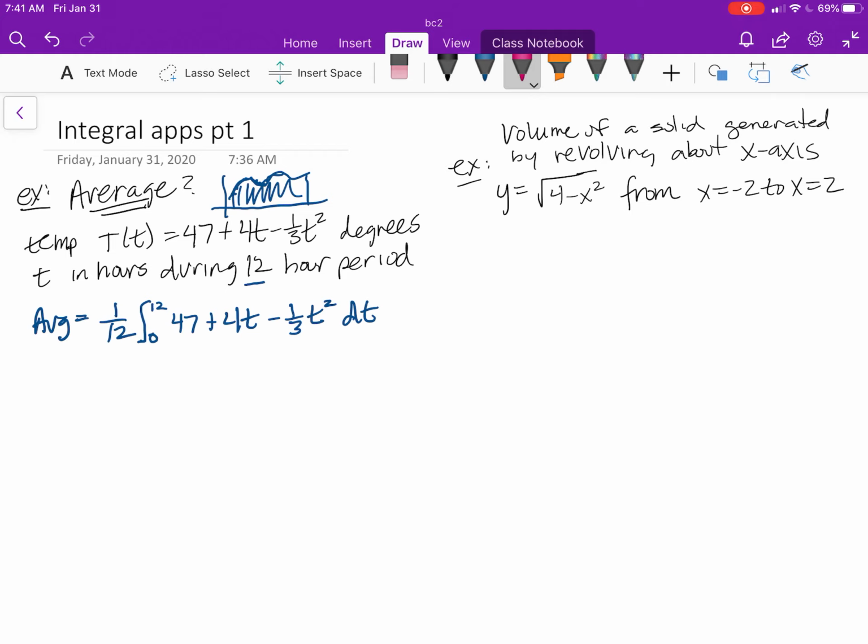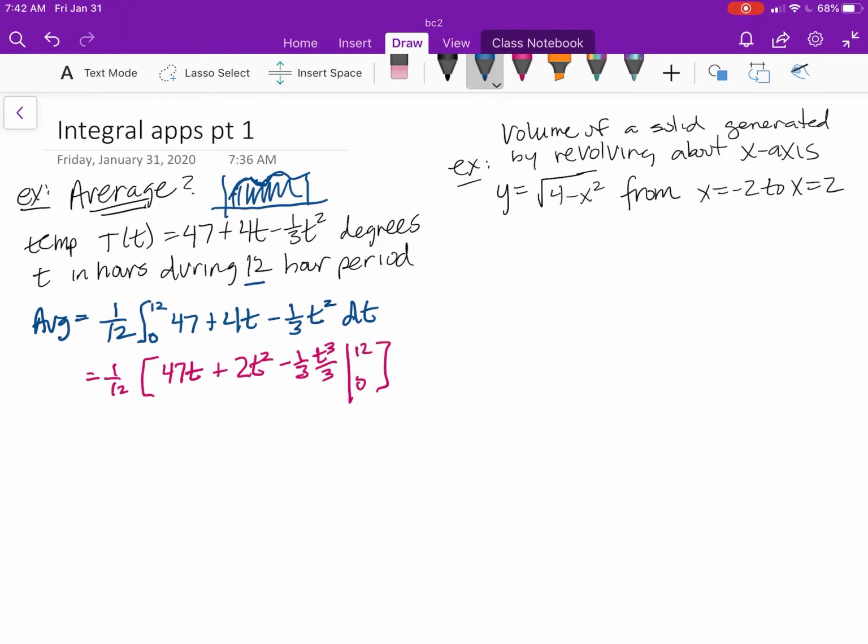Now we integrate, substitute the 12 and the 0, divide by 12. That would be our average. And always make sure it makes sense when you can. If I get something like 1,000 degrees here, I know that wouldn't make sense. All right, so integrate 47t plus 4t squared divided by 2, so 2t squared, minus 1/3 t cubed divided by 3, ranging that from 0 to 12, and whatever result we get, we want to multiply by 1/12.